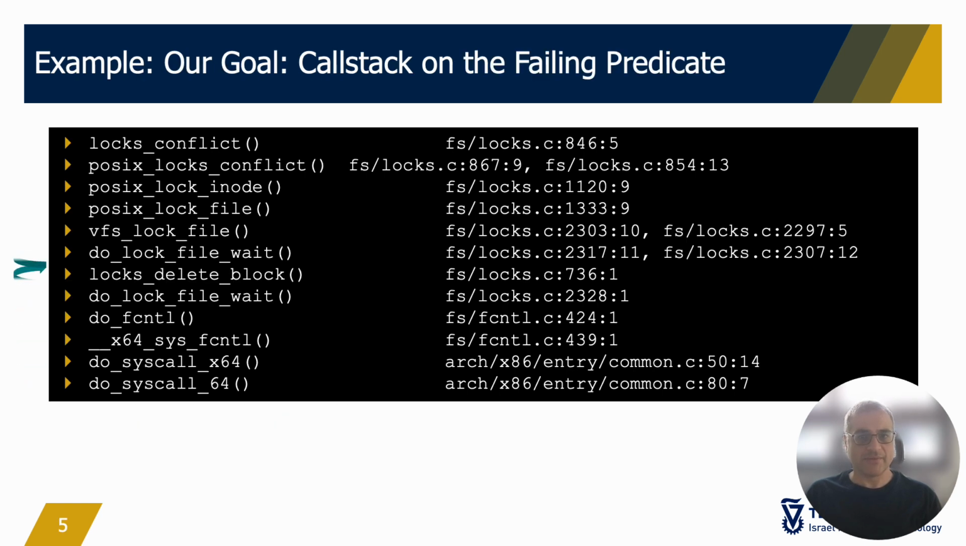Our goal is to simplify understanding of system call failures by identifying the exact predicate and call stack at the time of the failure. With this information, developers can leverage code comments and commit logs to understand the failure cause.